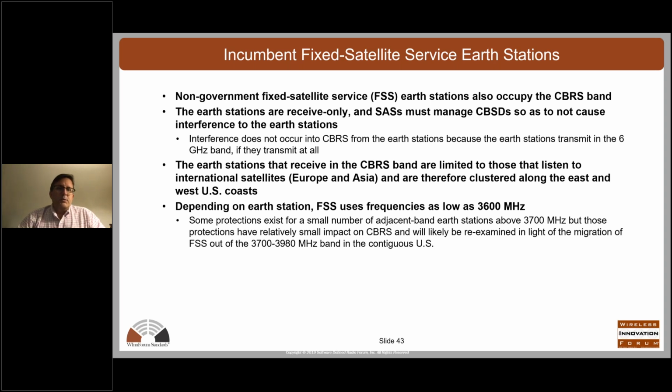So there's also non-federal fixed satellite service earth stations. These are typically large dishes that are just receiving signals coming from satellites. So they are receive only, and we have to protect them from CBRS interference. In this band by FCC rules, the earth stations in the part of the CBRS band that's shared with them can only be receiving from international satellites. So what that means is that you'll have satellite dishes that need protection on the East Coast that are listening to European satellites that are way off over the Atlantic, and you have to protect some earth stations on the West Coast that are looking over the Pacific to satellites that are serving Asia. So you don't have any of these protections in the middle of the country. And then next slide, please, Lee.